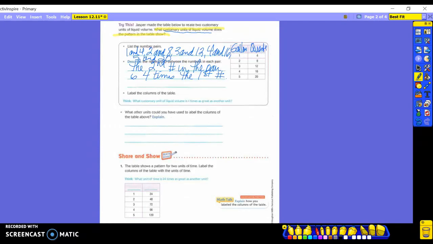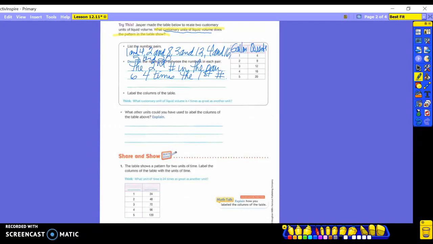Mm-hmm. So as I'm looking at this, that would mean that there are 4 quarts in a gallon. So 8 quarts in 2 gallons, 12 quarts in 3 gallons, 16 quarts in 4 gallons, and 20 quarts in 5 gallons. We all agree with that? When you pick something, make sure you go back and do what I just did. Make sure that they all fit.